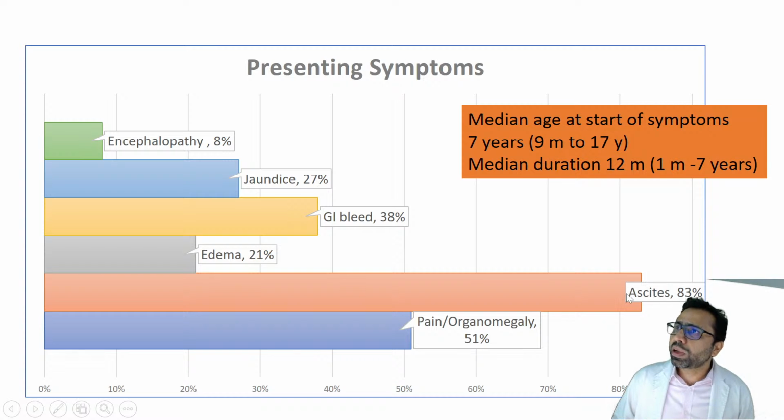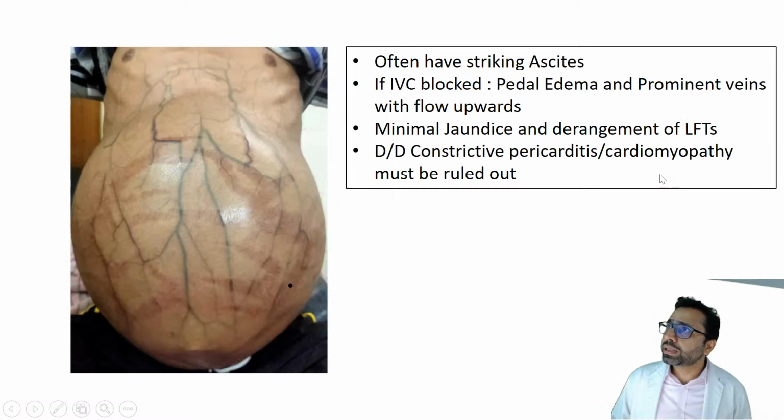Ascites was the most common presentation, along with pain abdomen with asymptomatic organomegaly. Few had jaundice. GI bleed was an important presentation in a lot of these children. And median age at start of symptoms was 7 years, with symptoms ranging from a month to 7 years.